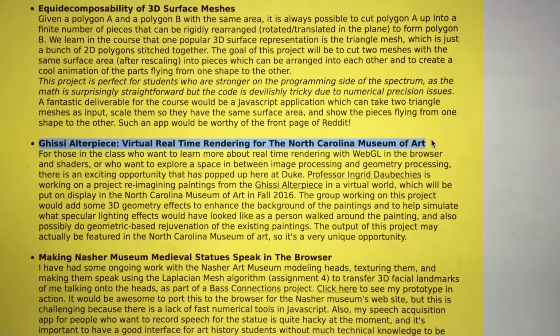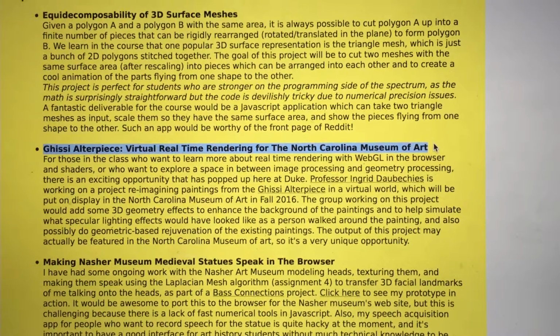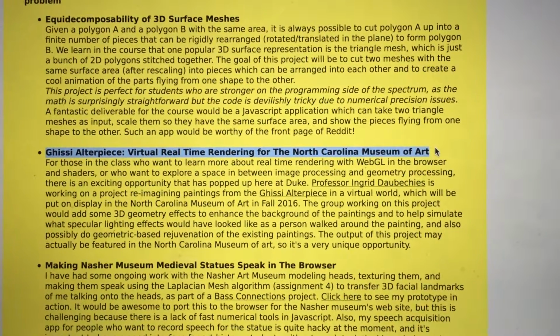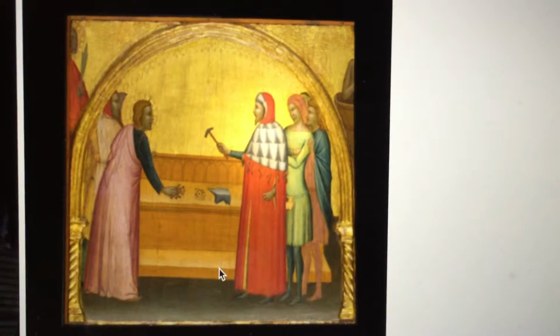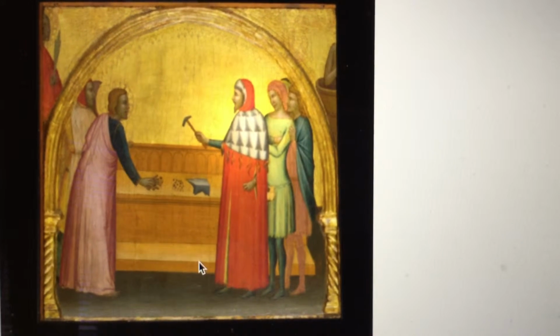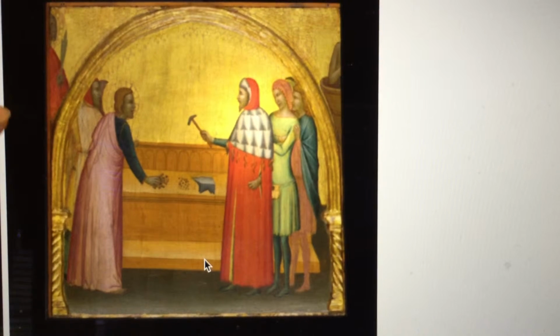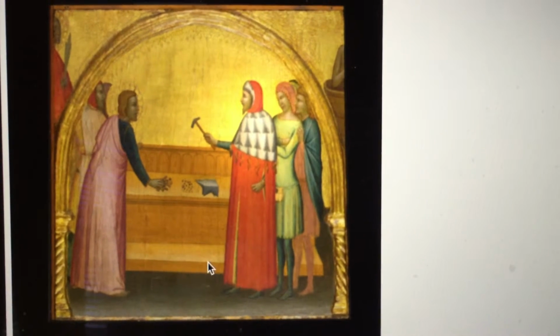Hi everybody, we are the group doing this Ghissi Altarpiece virtual real-time rendering for the North Carolina Museum of Art. So here we have an image. This is the painting that is in the museum, and as you can see, there are some textures on the painting, and there are also punctures on the painting to create the dent effect.